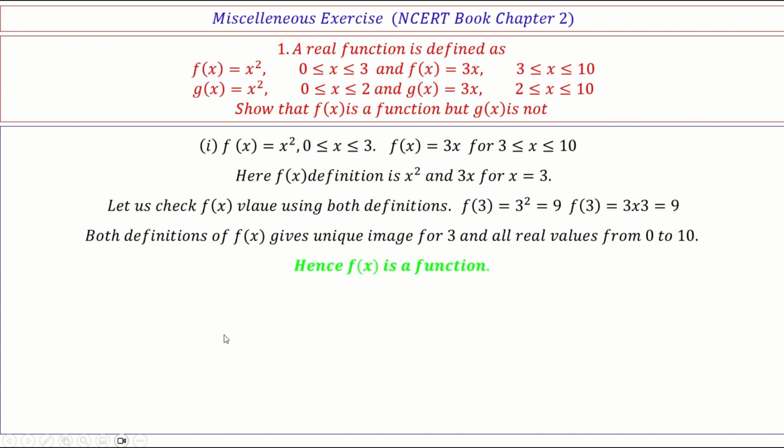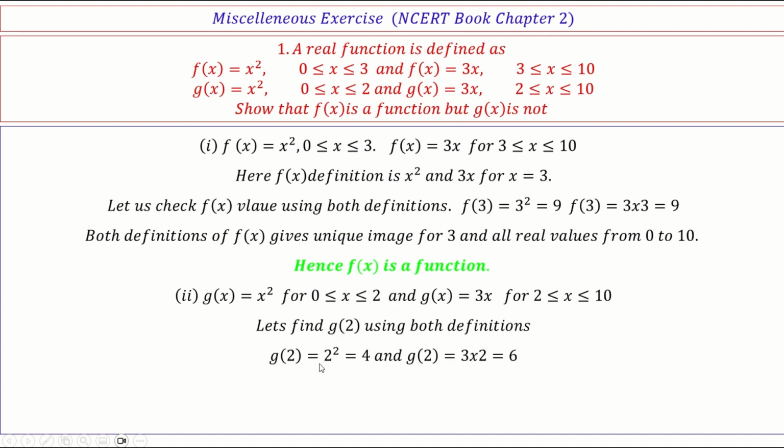Now let's check the same thing for g of x. This is also the same, only at 2 we have two definitions. So let's check at 2. G of 2 equal to 2 square, which is 4. G of 2 equal to 3x, right? So 3 times 2, which is 6. So here g of 2 has two values. The images of 2 are 4 and 6. There are two values. So that means this is again not the definition of a function. So g of x is not a function.